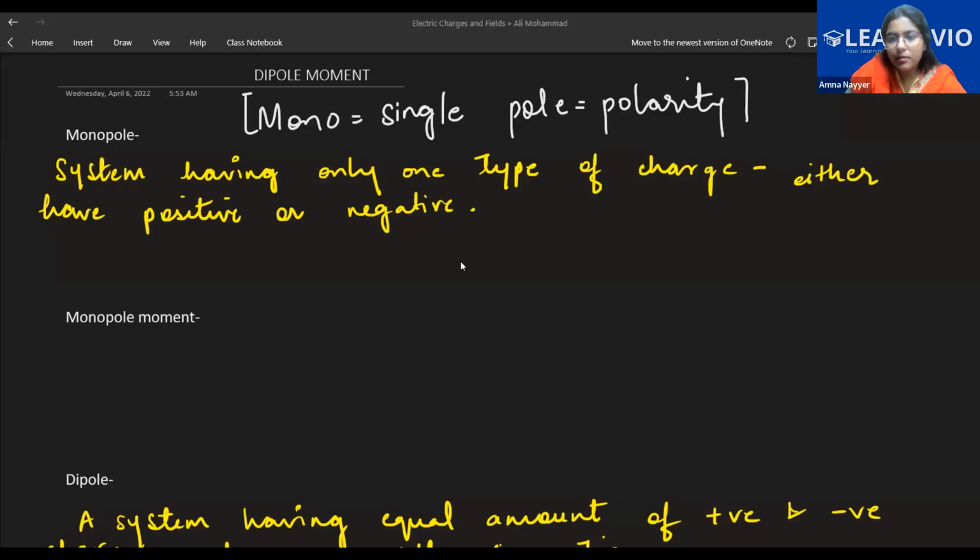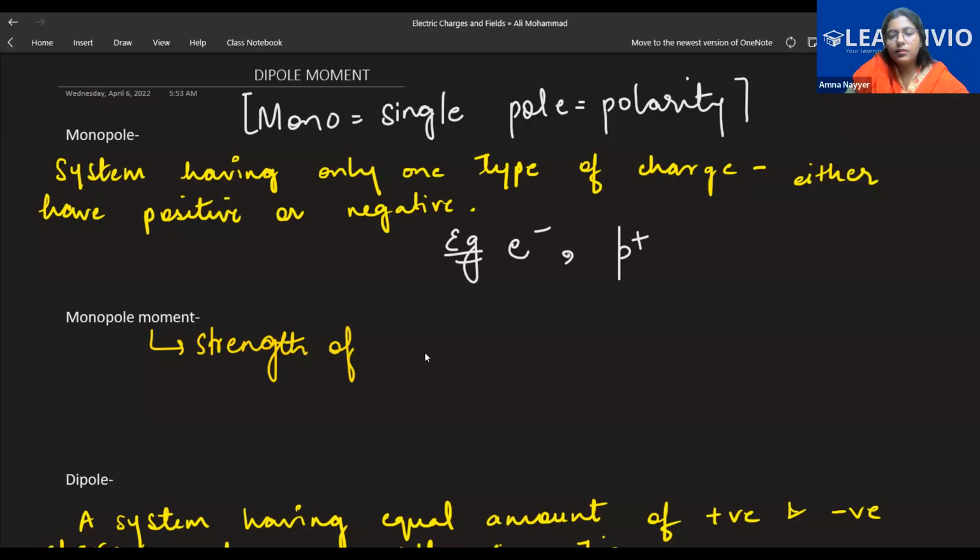For example, let's talk about electrons. Electrons are those species that are completely negative. You don't have any positive element in an electron. So we will say electron is a monopole. Similarly, proton is completely positive in nature. You don't have any negative element in a proton. So we will say that proton is a monopole. So electrons, protons, and various other elements that just have that one charge in them are called monopoles. And when we talk about the monopole moment, monopole moment basically means the strength of the monopole.